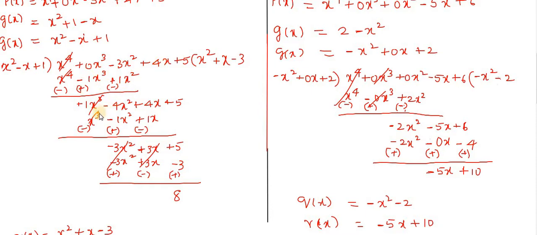In the last class we discussed that our aim is to make the first term of p of x, x to the power of 4, 0. We should cancel this. How should we do it? We should multiply g of x by one term such that it makes this x to the power of 4 cancel. How can we do that?